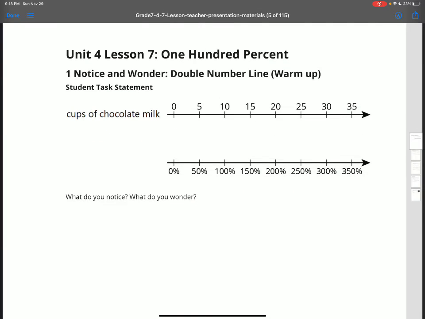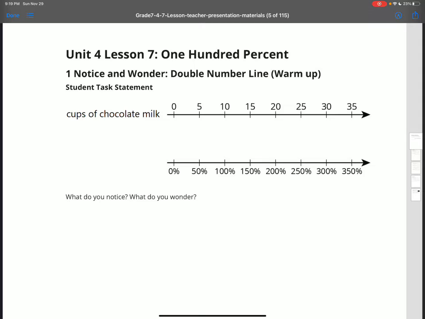All right. So the first thing that I noticed is that we have a double number line. If you don't know what a double number line is, this was something that was talked about in 6th grade math, which we use the Eureka curriculum. So I'm happy that Illustrative Math is making that connection in 7th grade. It says, what do you notice? What do you wonder? So I see cups of chocolate milk, and I see the percentages.